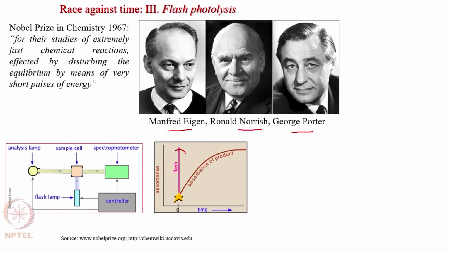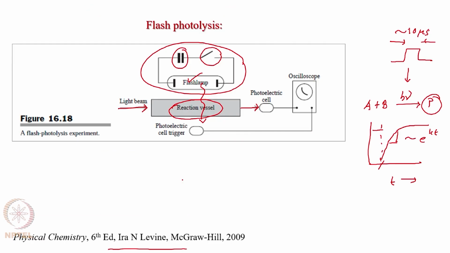So, at this point, as you can see, the flash was initiated. This is my time 0, and then the absorbance of the product increases and reaches the maximum value, and from the growth of the slope of this curve you can find out the kinetics. Now again, this method has its own limitation because it depends on the width of your flash lamp. Usually you can go with this flash photolysis technique down to 1 microsecond or so.